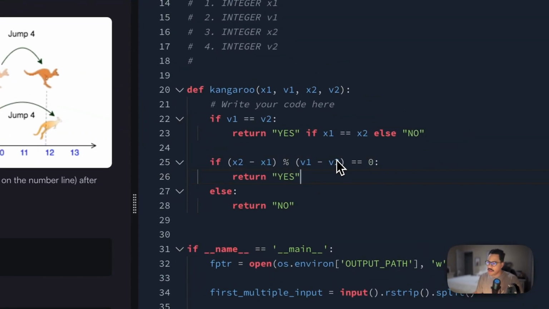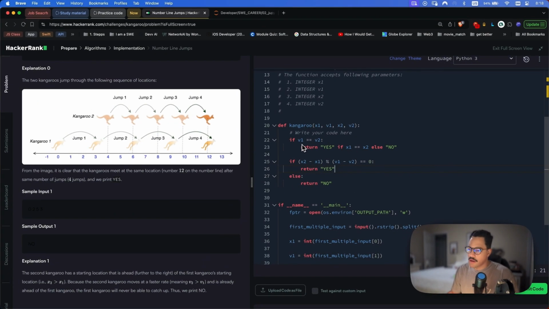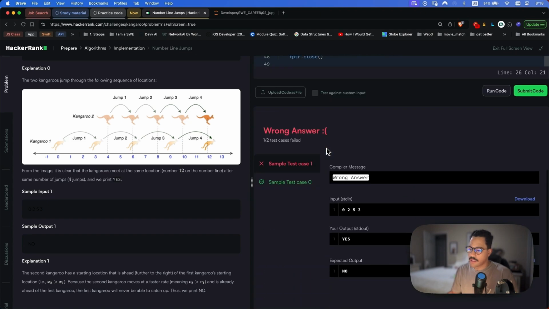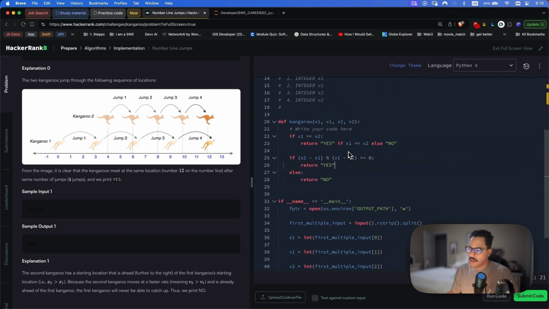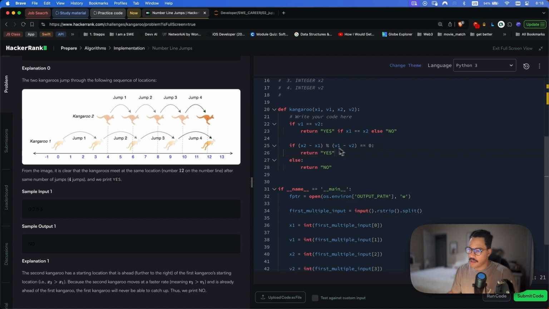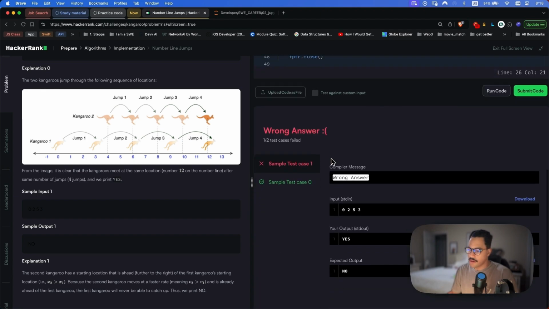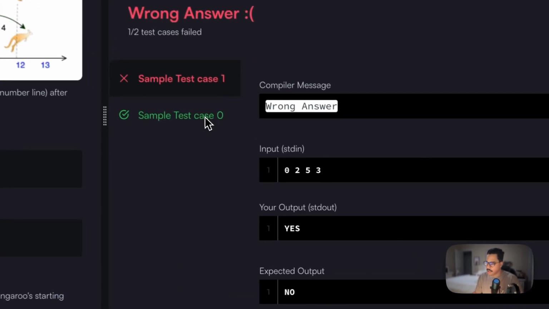Return yes if the velocity of the first kangaroo equals the second one. These velocities are not equal. Okay, so that's not the case. If x1 equals, return yes, else no. So I think I'm good there. If the difference between these two equals 0, return yes. Then return no. I would love to see another case.